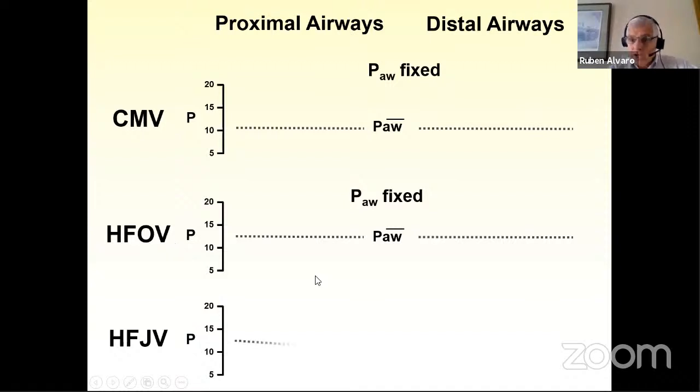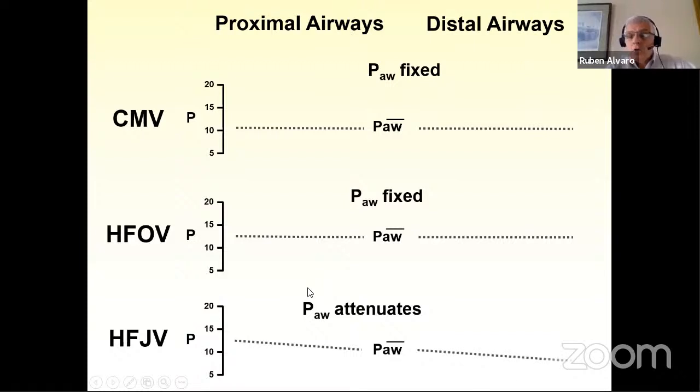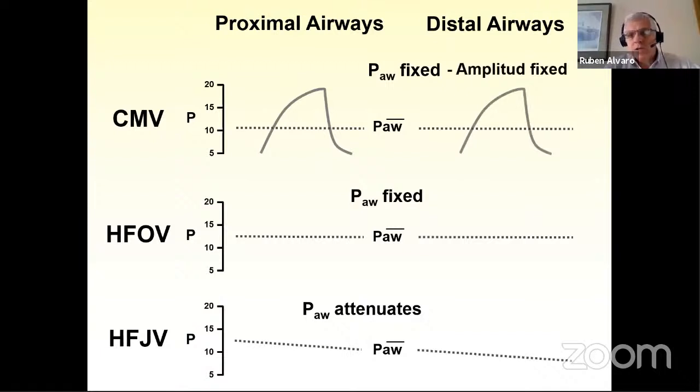However, on the jet, which is very unique, you tend to lose mean air pressure as you move down into the alveoli. I'm going to explain why that is. Okay, so this is the mean air pressure. When you look at the tidal breath, almost 100% of the tidal breath is transmitted from the proximal airway to the distal airway during conventional ventilation.